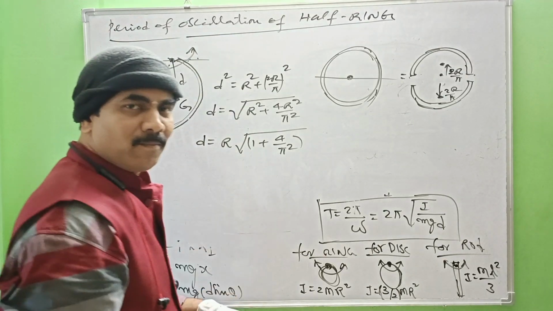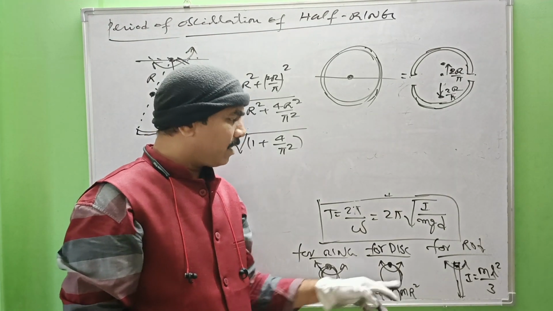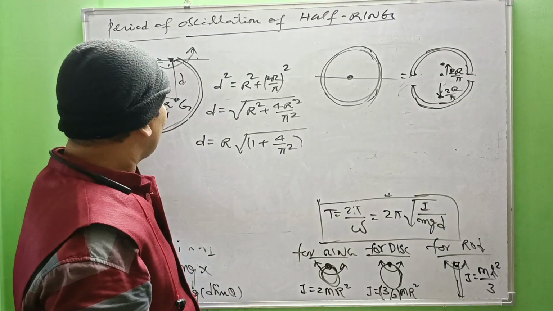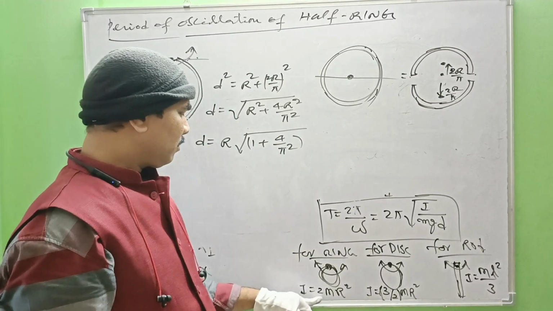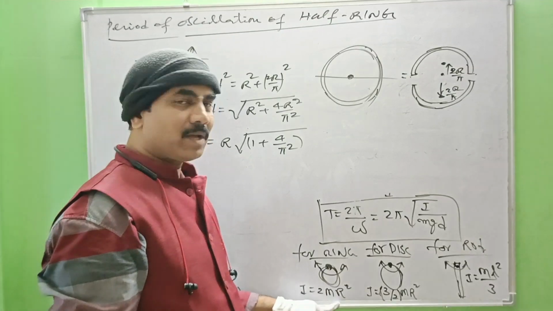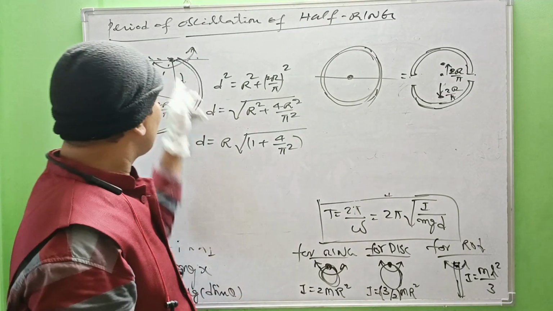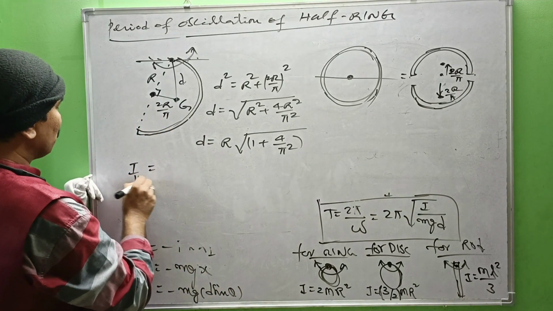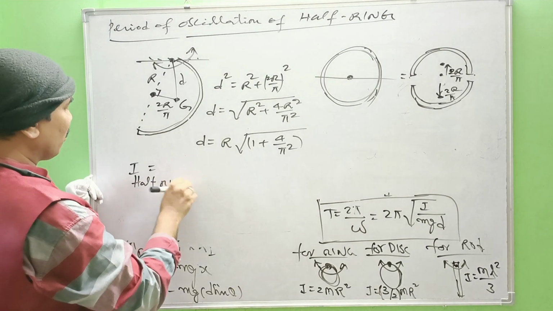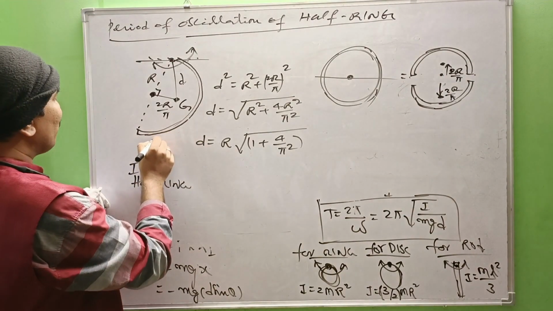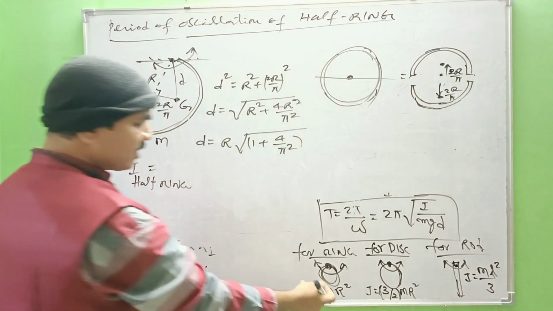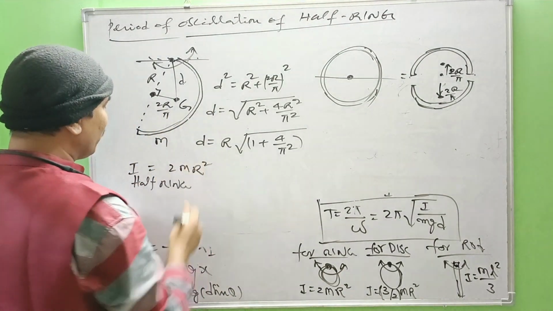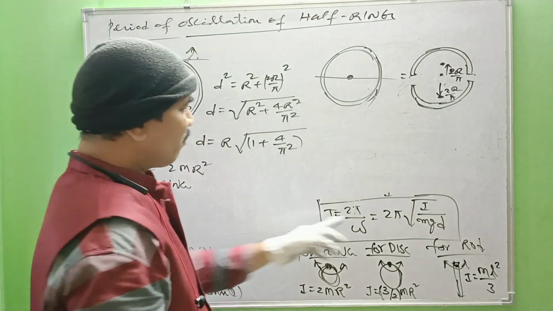With its full form, what is the moment of inertia in case of a ring? 2mr square. Even though some portion is cut, the moment of inertia is still mr square only, provided m is the mass of the offering. Therefore for the offering also I equal to the same expression, that is 2mr square. So we have both d and moment of inertia.